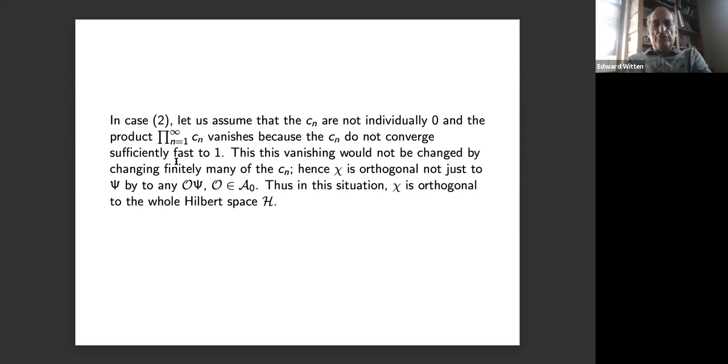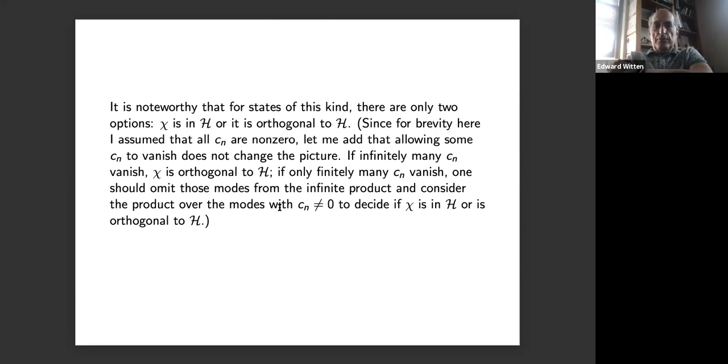So chi is orthogonal not just to psi, but to any O psi where O is in the small algebra. So if the reason for vanishing isn't just finitely many C's vanishing, then chi is orthogonal to the whole Hilbert space H_psi built on psi. So the two Hilbert spaces actually are orthogonal to each other in this case. So our two Hilbert spaces either are the same or else they're orthogonal to each other. So for states of this kind, there are only two options. Chi is in the Hilbert space built from psi, or it's orthogonal to that Hilbert space.